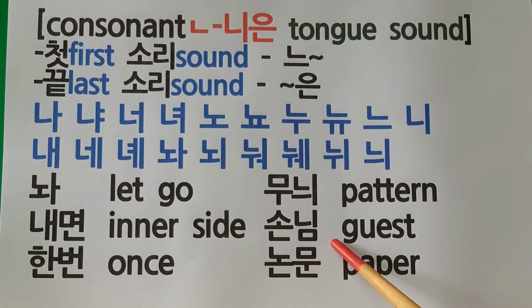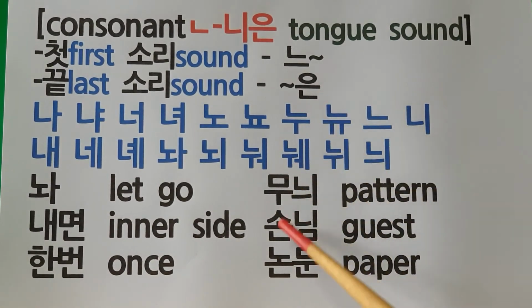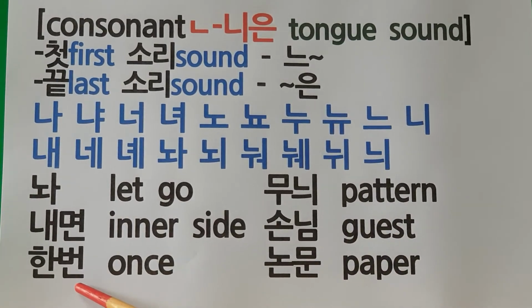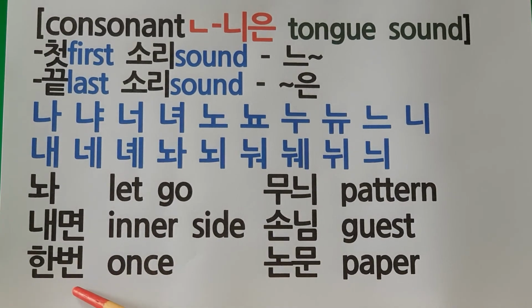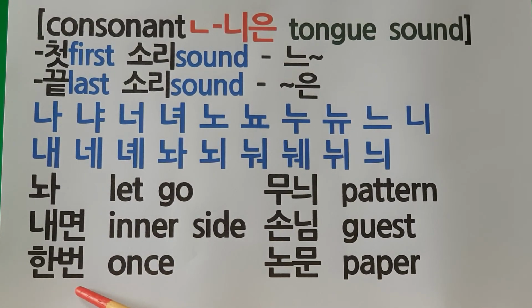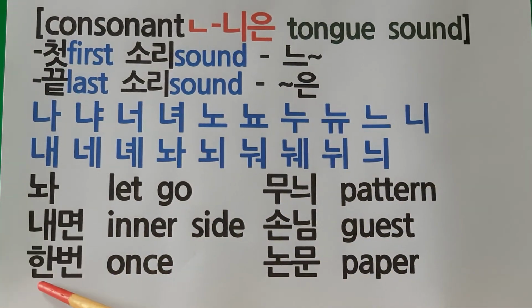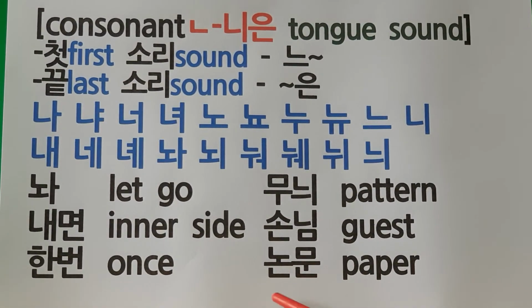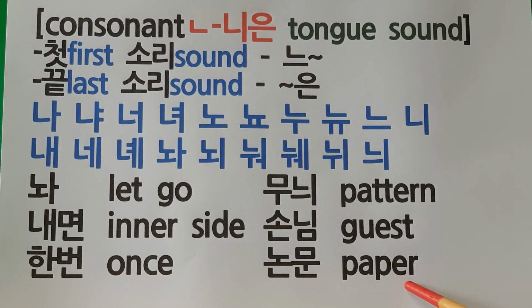손님. 손. Last sound. 손. First sound. 님. 손님. Guest. 손님. Guest. 한 번. Means once. 한 번. Once. Less sound. Two less sound. 한 번. Once. 한 번. Once. 논문. College paper. 논문. College paper. 대학에서 쓰는 논문. Paper. Can you practice? Once again.